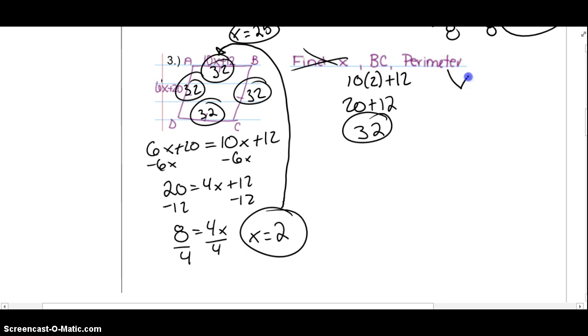Or you can simply, for perimeter, if all the sides are the same, take one of those side lengths and multiply it by the number of congruent sides, or in this case, 4. So 32 times 4 is going to be 128. So your perimeter is going to equal 128 for this particular rhombus.